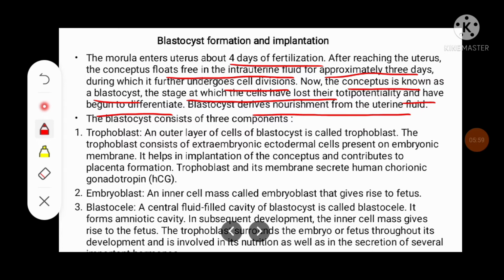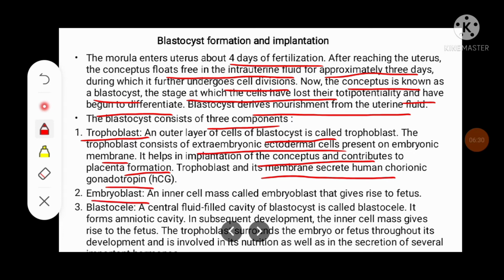The blastocyst consists of three components, that is trophoblast. An outer layer of cells of the blastocyst is called the trophoblast. The trophoblast consists of extraembryonic ectodermal cells present on the embryonic membrane. It helps in implantation of the conceptus and contributes to placenta formation. Trophoblast and its membrane secrete human chorionic gonadotropin, that is HCG.